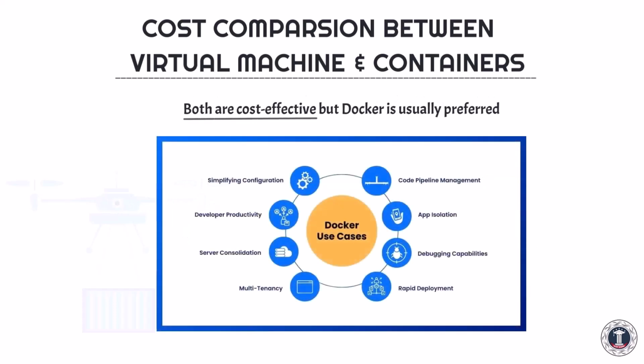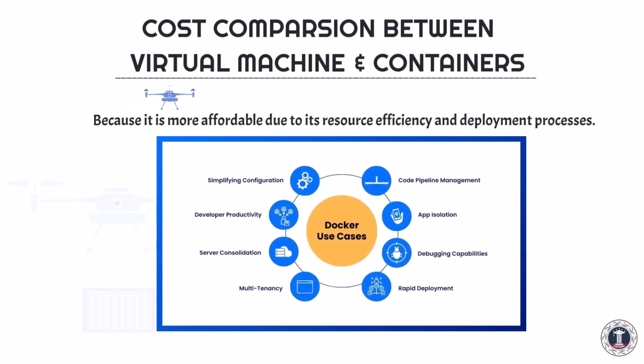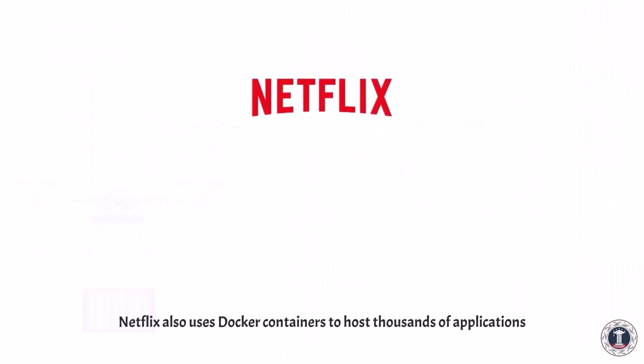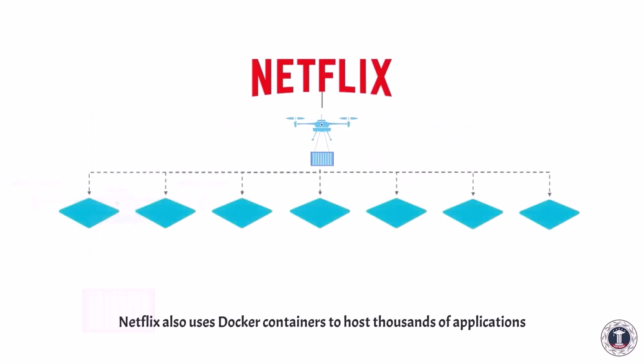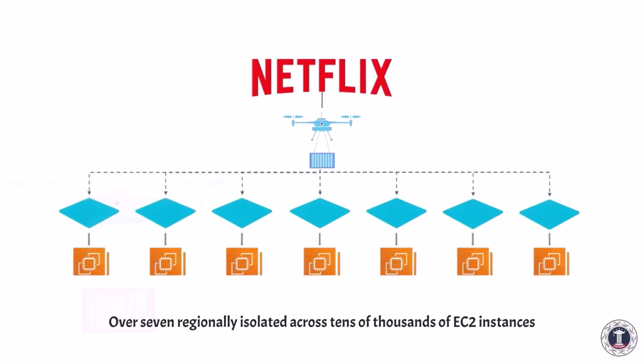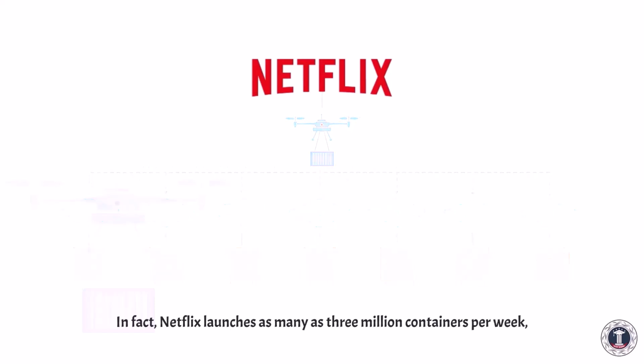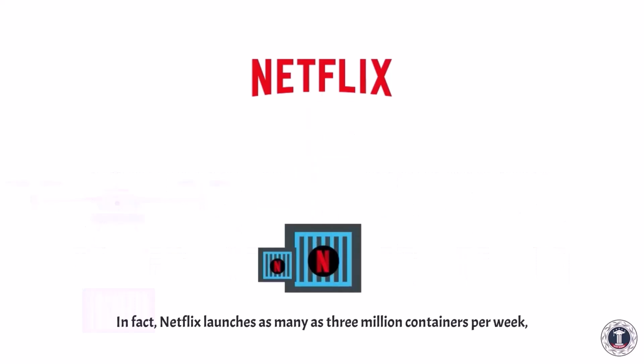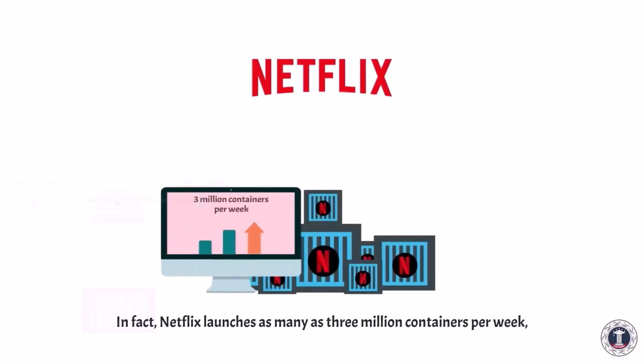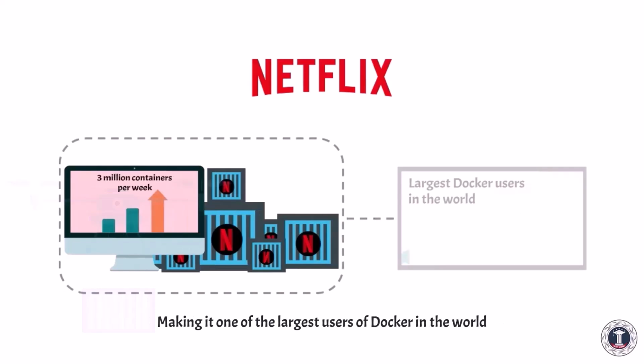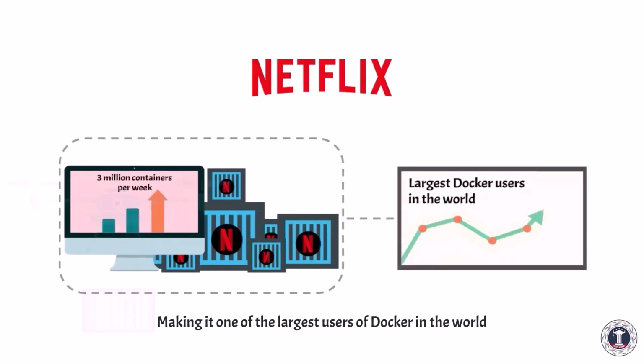Both are cost-effective, but Docker is usually preferred because it is more affordable due to its resource efficiency and deployment processes. Netflix also uses Docker containers to host thousands of applications over 7 regionally isolated stacks across tens of thousands of EC2 instances. In fact, Netflix launches as many as 3 million containers per week, making it one of the largest users of Docker in the world.